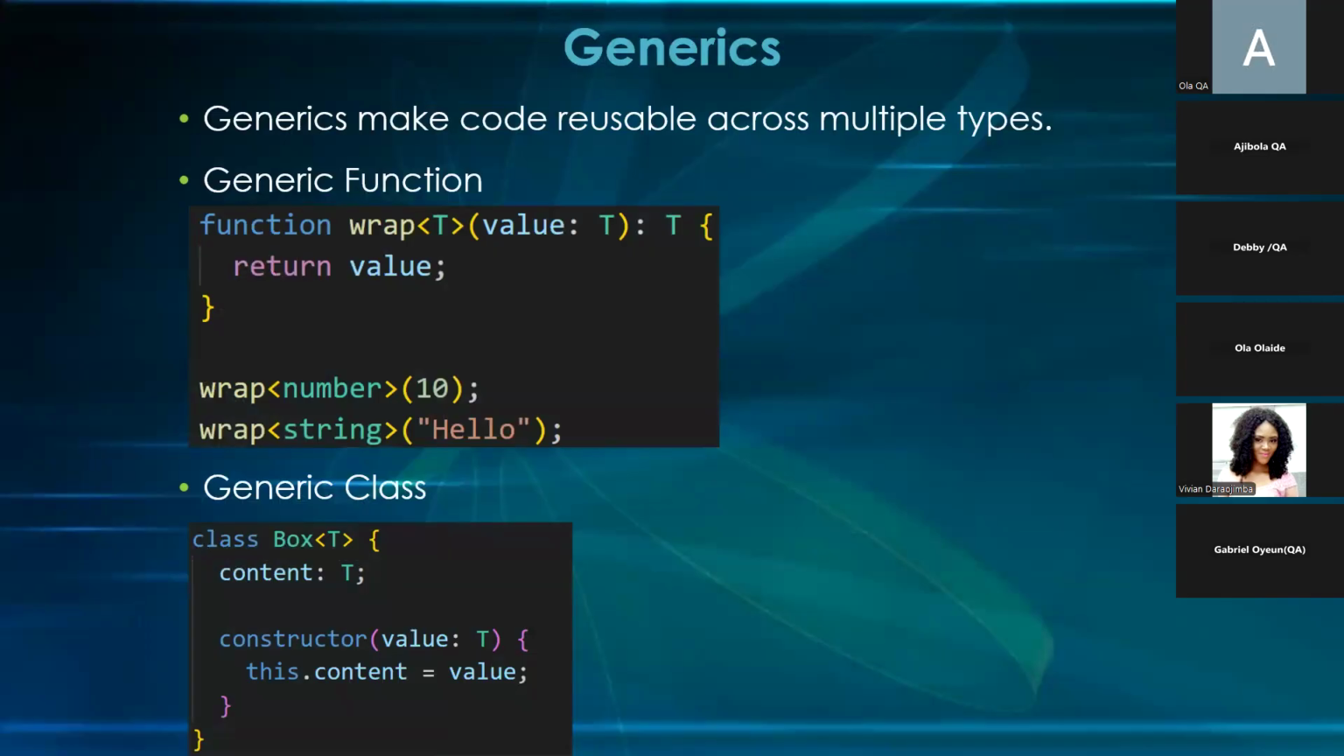So now generics. I'll say this is my favorite part of TypeScript. Generics make our code reusable across multiple types. So anywhere we see an angle bracket with a type inside it, that is called a generic.